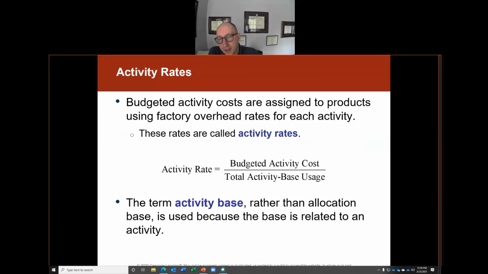Within each activity, we need to find the activity rate. Okay? The activity rate is found by taking the budgeted activity cost divided by the total activity base usage. Activity base means how we are using that activity. And the activity base is usually based off of like labor hours, labor dollars, it's the usage, right, of that cost.